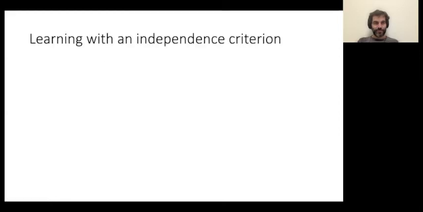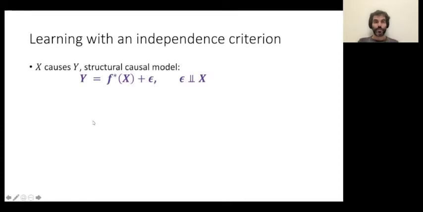I'll skip this. Specifically, what we propose to address this problem of learning against a priori unknown covariate shifts is learning with an independence criterion. And here's where causal ideas come in. So my talk title is Causality-Inspired Machine Learning. And indeed, this is inspired by work in the world of causal inference. It's not concretely causal, it's inspired.